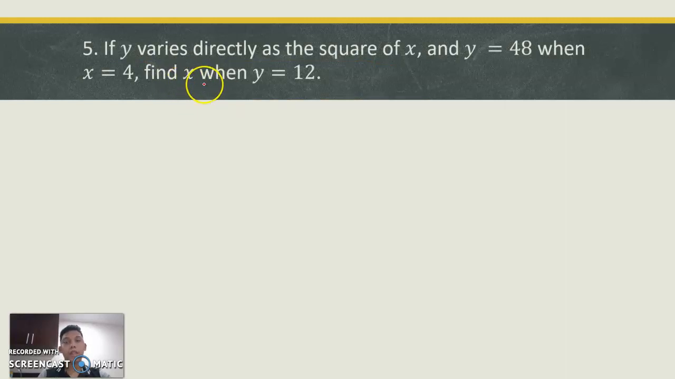If y varies directly as the square of x and y is equal to 48 when x is equal to 4, find x when y is 12. So the same statement, but this time it's asking for the x. Earlier it's asking for the y.